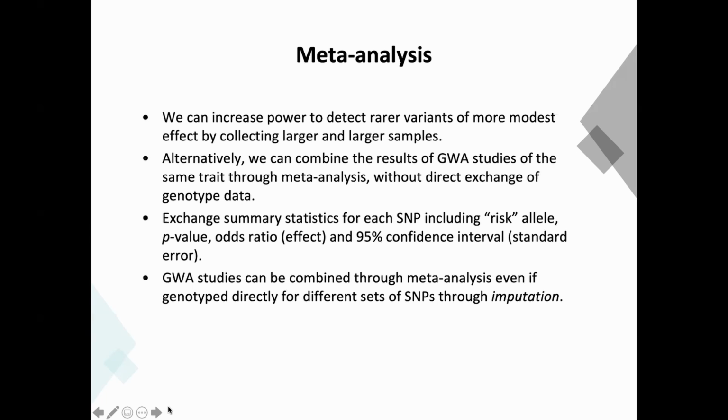The second part of my lecture is about meta-analysis. Why is it important? One way to boost the power of our analysis is to collect more and more samples to detect rarer variants with modest effects on the disease. And currently, the largest biobanks already contain hundreds of thousands or even millions of participants, but even that may not be sufficient to analyze a very rare disease, or we will lose a lot of power by just analyzing one cohort.